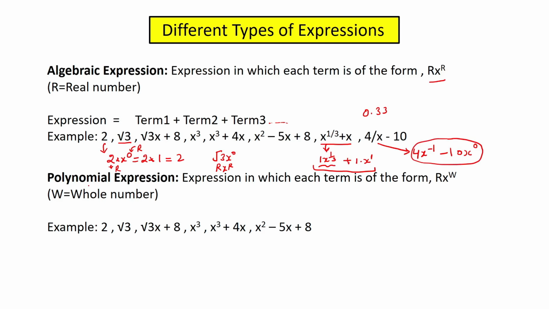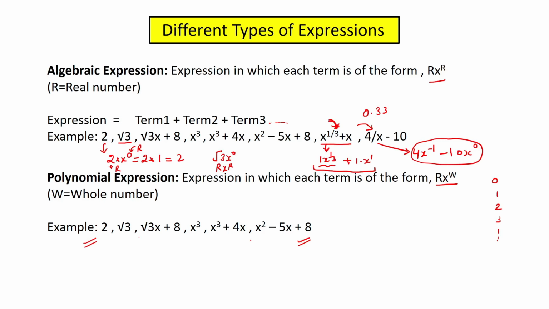Now next type of expression is polynomial expression. Here each of the terms in this expression is of the form r x to the power w, where w is a whole number. You know whole numbers are 0, 1, 2, 3 and so on, all the counting numbers starting from 0. So these are the examples for the polynomial expressions, and if you observe, all these expressions are actually present in the algebraic expression also. But this expression and this expression is not present in the polynomial expression.